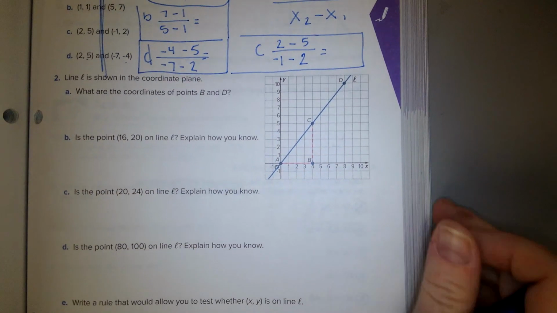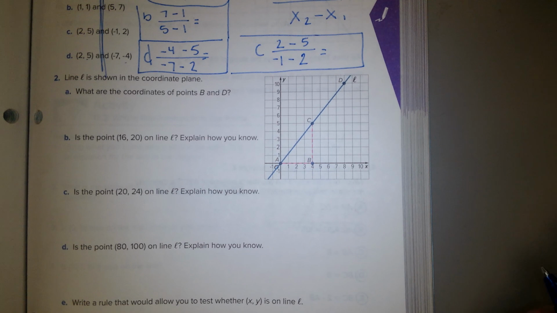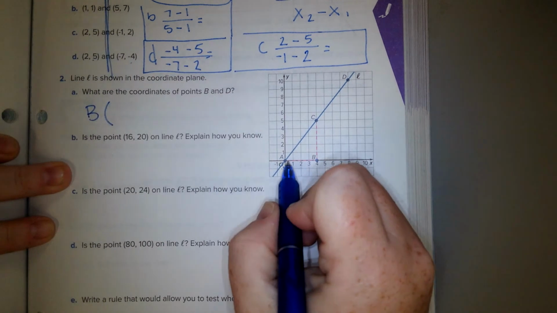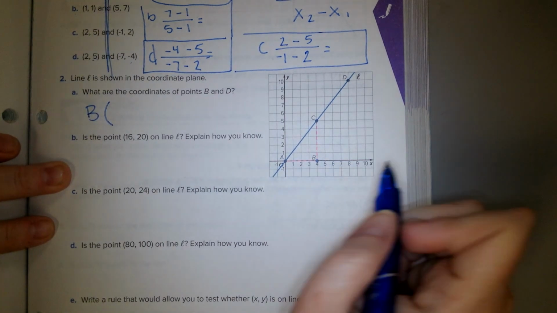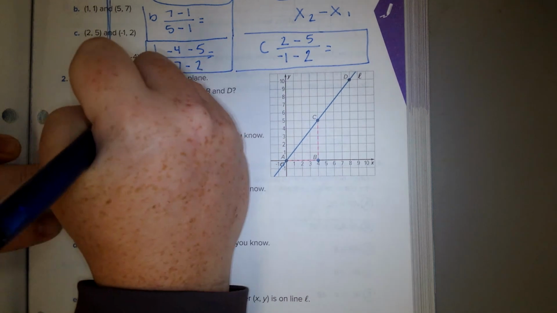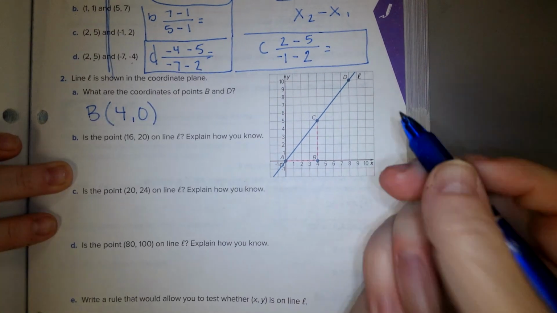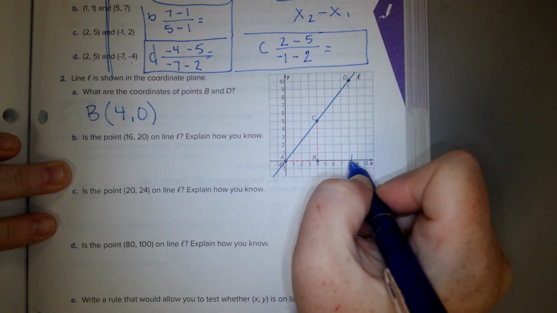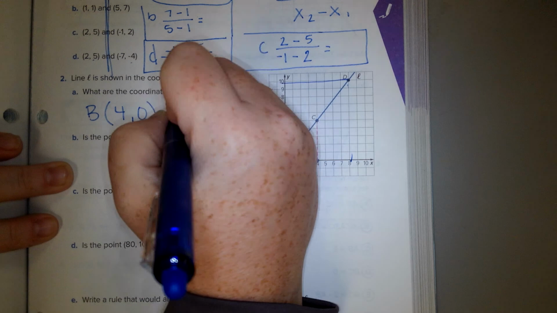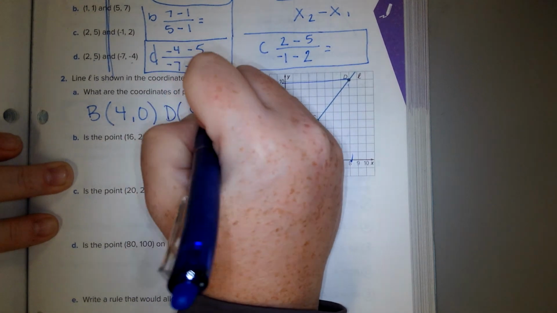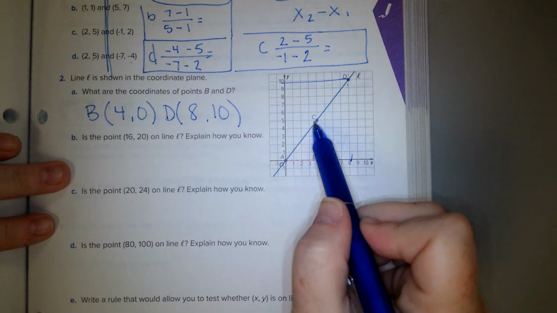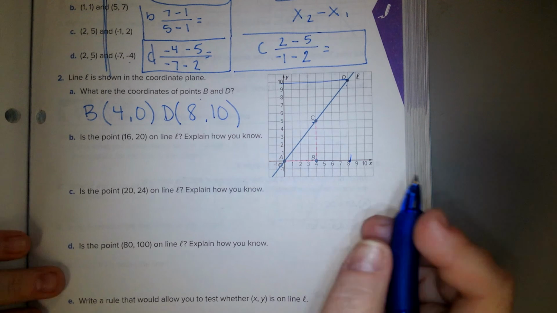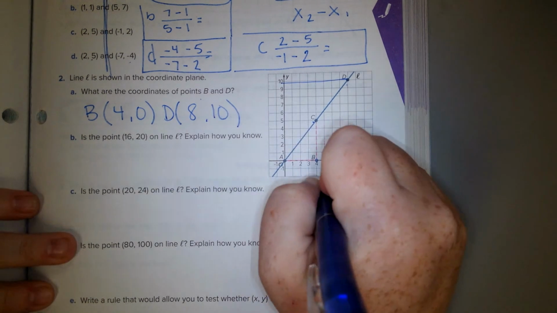Number 2. Line L is shown in the coordinate plane. What are the graphs for B and D? Well, B. That's really weird. B is way down here. Okay. It is 4, 0. D is 8, 10. I wonder if it meant C, not B, because it makes more sense. That's okay. Let's figure out what is the slope.